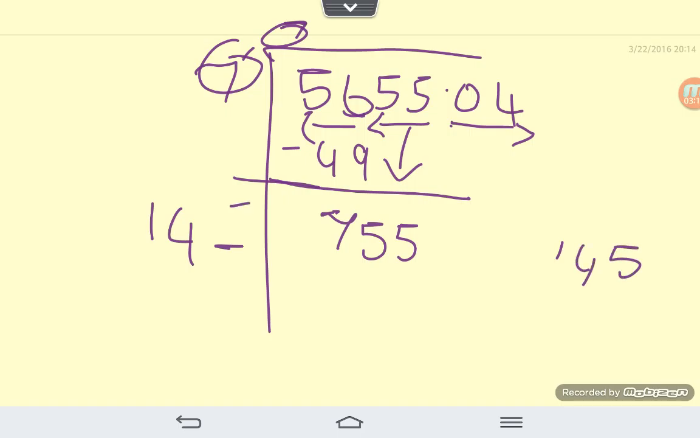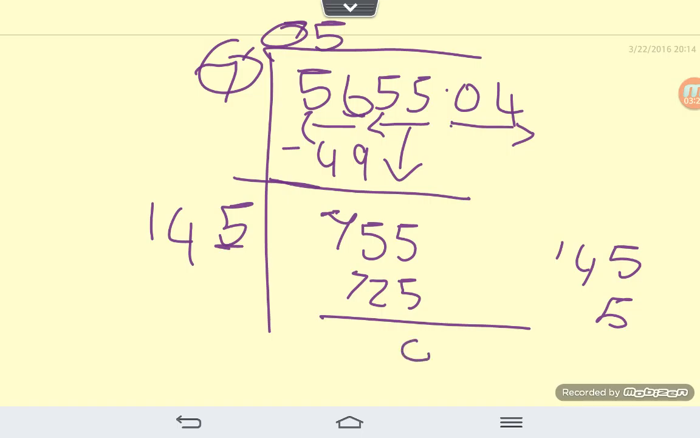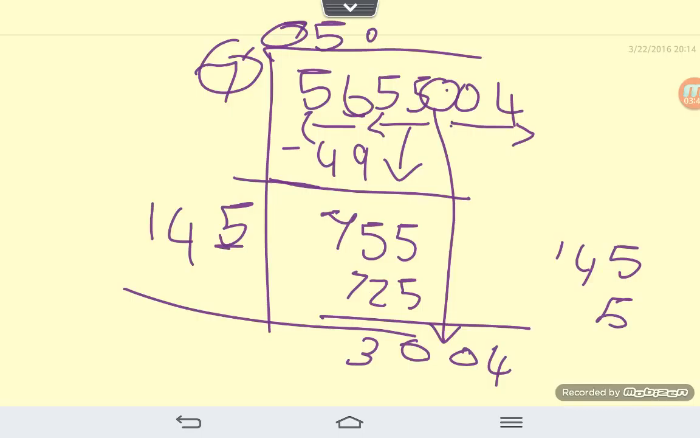145 in this case. So 145 times 5 gives you 725, and I'm going to write 5 as the quotient. If you subtract these, you get 5 minus 5 is 0, 5 minus 2 is 3. Now I need to put a point in the quotient because I'm crossing the decimal point. After that I can bring down the next pair without the decimals.